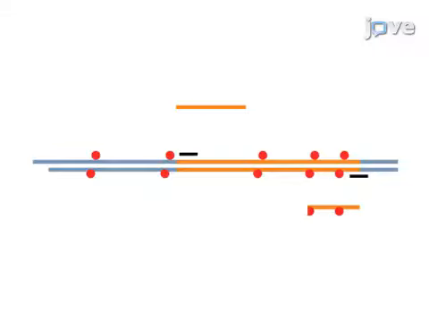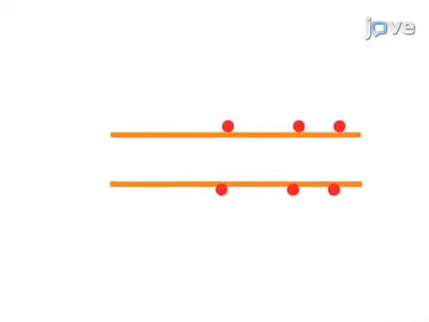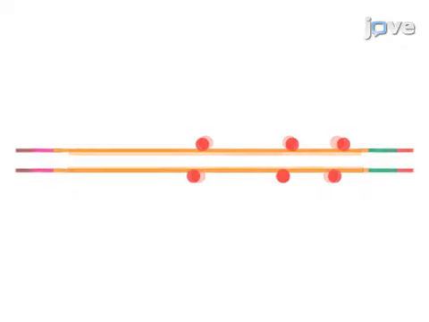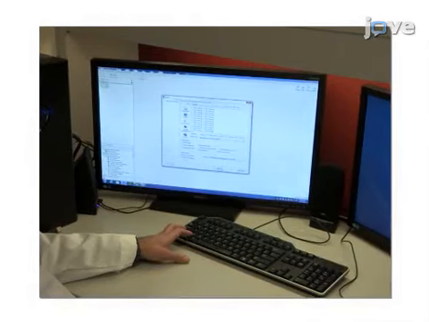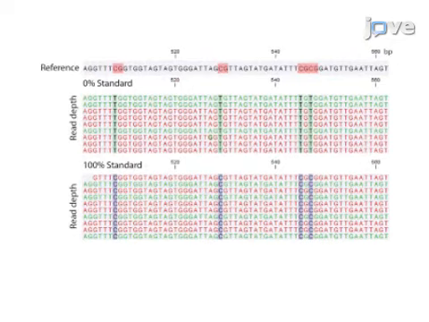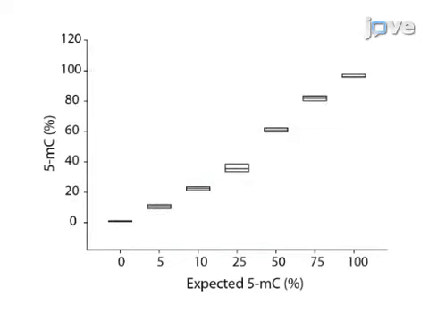In the second step, the bisulfite-converted region of interest is amplified and next-generation sequencing, or NGS, libraries are generated from the amplicons. Next, the libraries are sequenced and FASTQ files are generated for analysis. In the final step, the sequencing reads are aligned to the bisulfite-converted reference target sequence and the 5MC% is calculated.